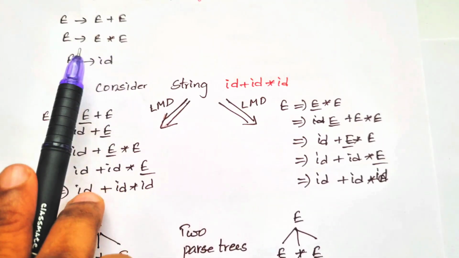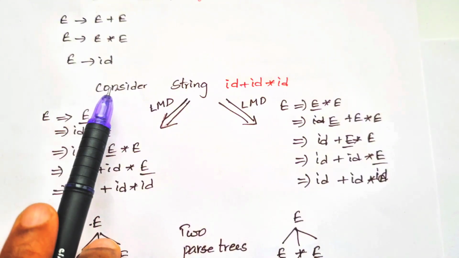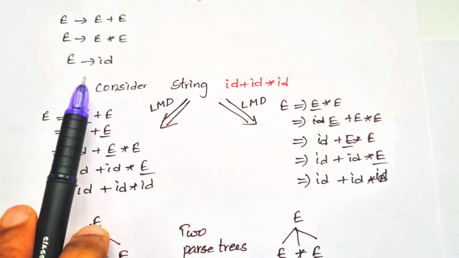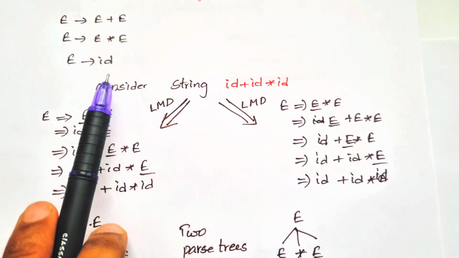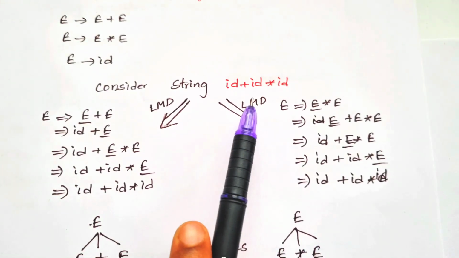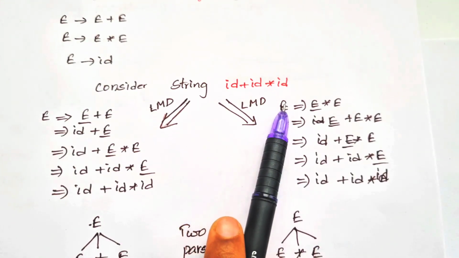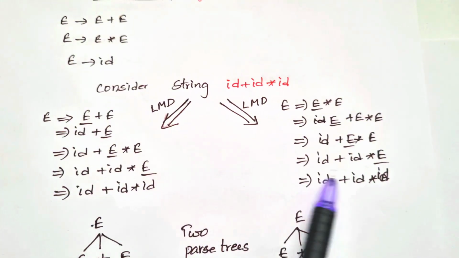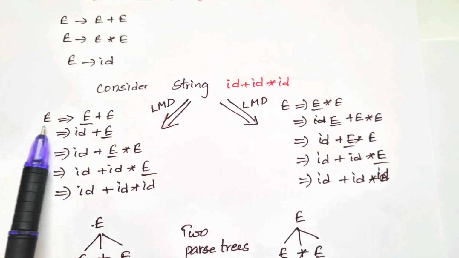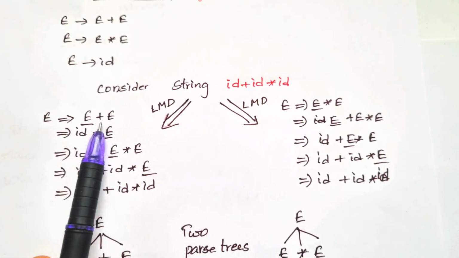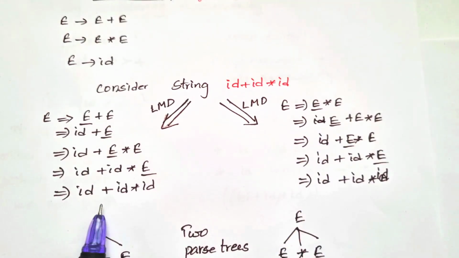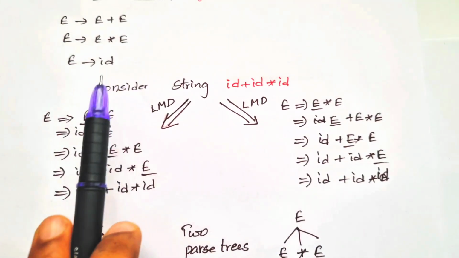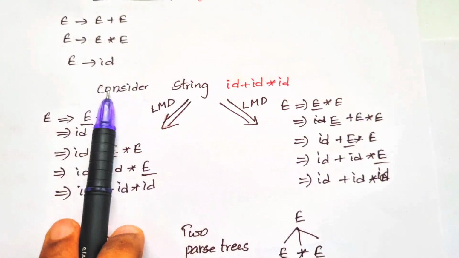E goes to E plus E, E goes to E star E, E goes to ID. It is a grammar which generates strings with plus and star. For this string ID plus ID star ID, you have two leftmost derivations. See here, I have started with E goes to E plus E, and here I have started with E goes to E star E, but derived the same string. That's why this grammar is called an ambiguous grammar.